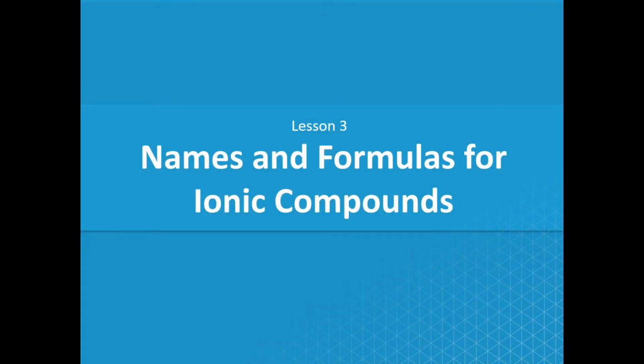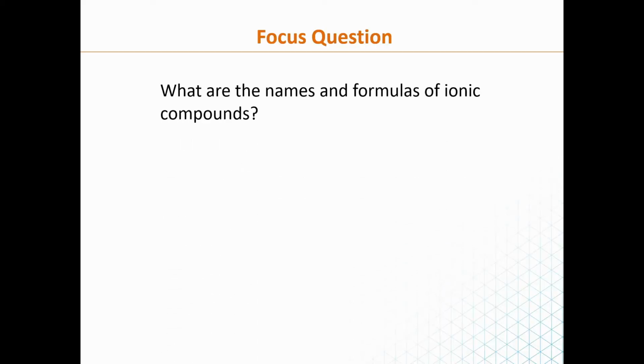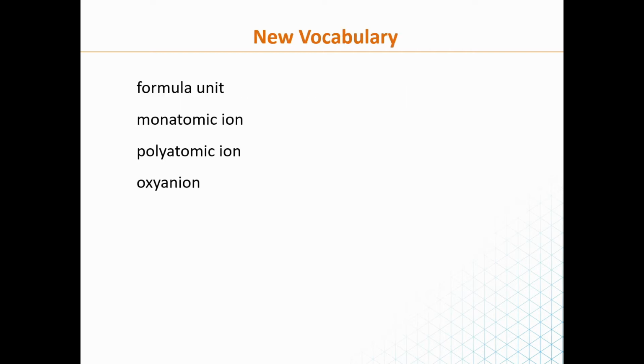Module 6, Lesson 3, Names and Formulas for Ionic Compounds. Here we have the focus question: What are the names and formulas of ionic compounds? We will discuss new vocabulary: formula unit, monatomic ion, polyatomic ion, and oxyanion.